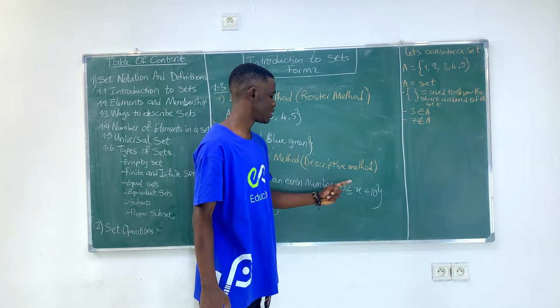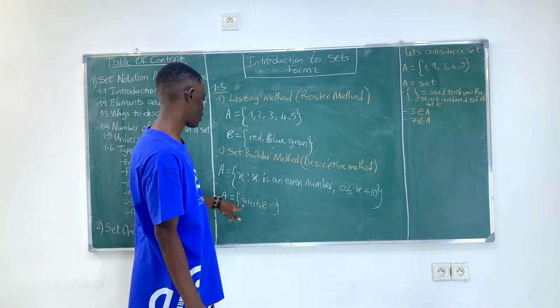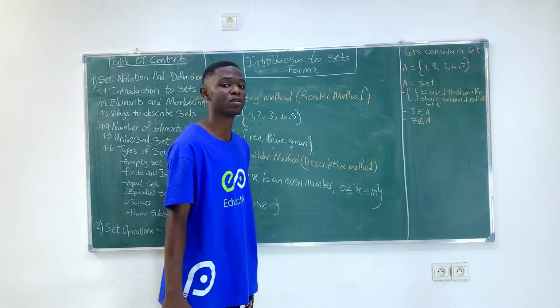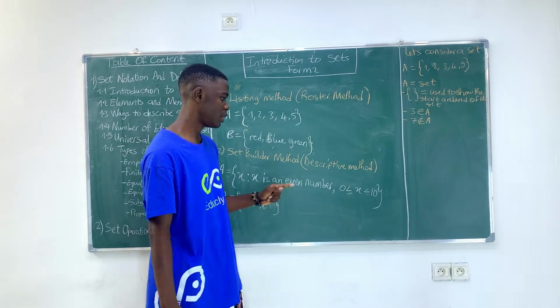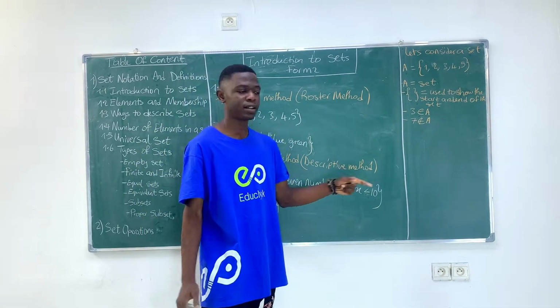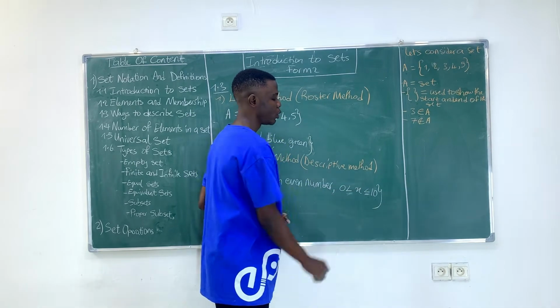So here it is 0 less than, so I cannot write 0. I start with any number which is greater than 0. So you have 1. Is 1 even? No. So I write 2. Then I write 4, 6, 8, and 10 because this was less than or equal to.